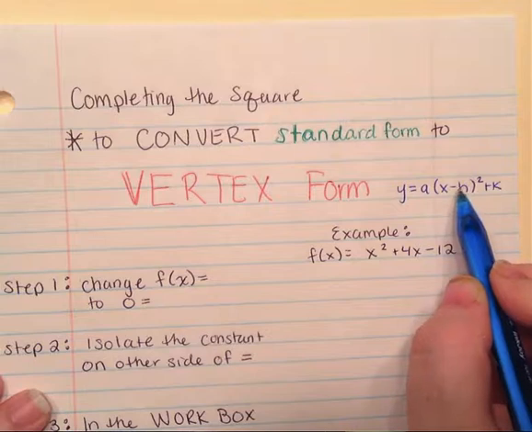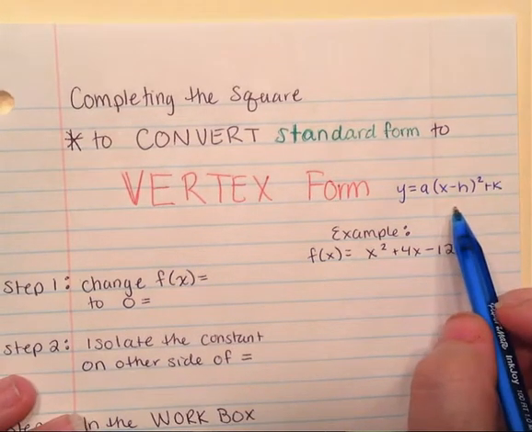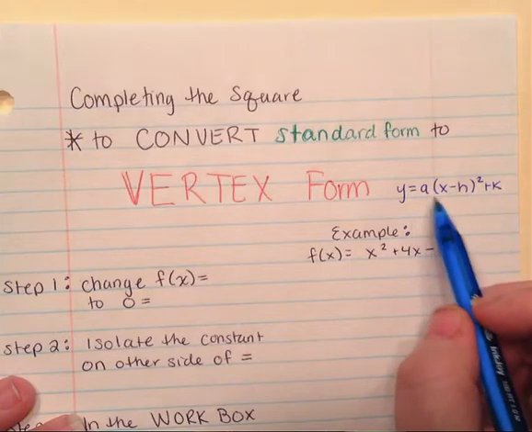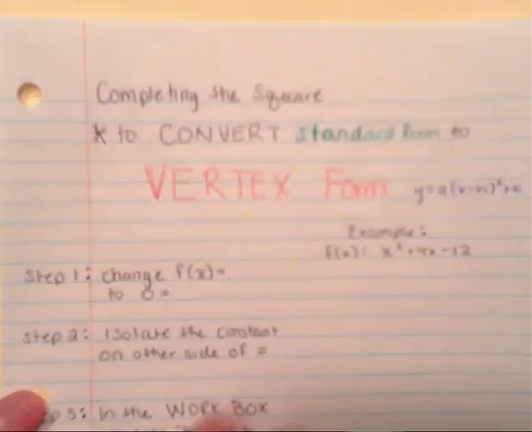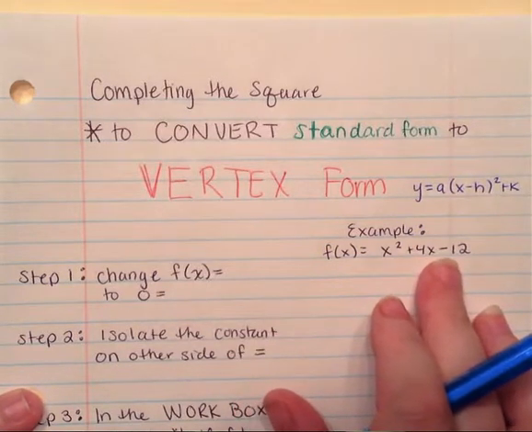Vertex comes from your h and your k. So we're going to take it from ax squared plus bx plus c and put it into this format. I have an example right here: f of x equals x squared plus 4x minus 12.